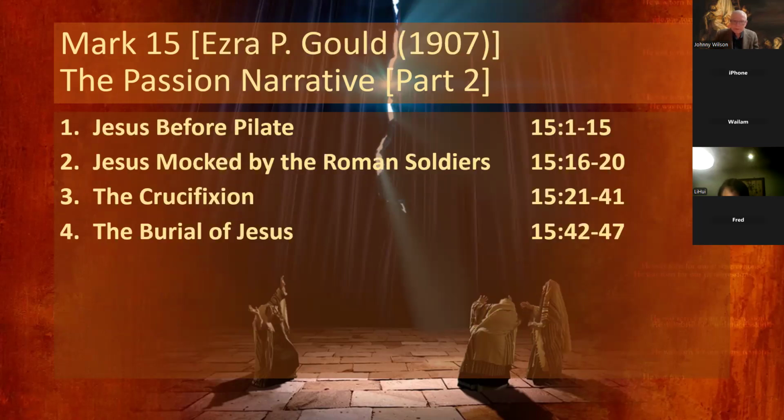In the early 20th century, Ezra Gould in the International Critical Commentary actually got it down to 4 parts. Jesus before Pilate, 15, 1 to 15, because after all, the initial interrogation led to the death sentence. Jesus mocked by the Roman soldiers, essentially the same carnival of the king, the crucifixion taking place from 21 to 41, and the deposition from the cross and the burial of Jesus in 42 through 47. Now, the third is completely different.